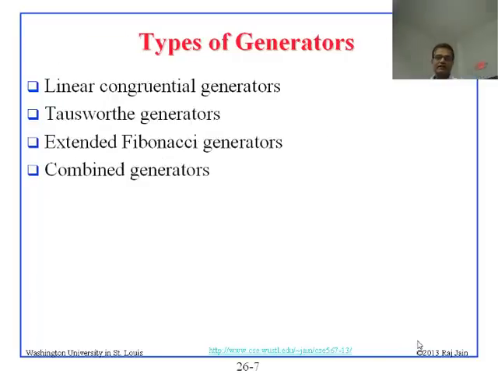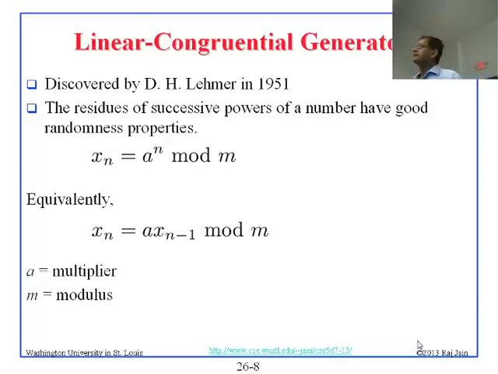So then there are four kinds of generators. The most common kinds are called LCGs, linear congruential generators. Then there are three other kinds, which we'll talk about later. But LCG is the one that I showed you a minute ago, and it was first discovered and published in 1951. What he observed was that the residuals of successive powers of a number have good randomness properties. So he observed that if you take any number a, and make it a raised to 1, a raised to 2, a raised to 3, a raised to 4, and then you divide by some m and take the remainder, then those remainders have very good randomness properties. So writing this, x_n equals a raised to n mod m, is the same as writing x_n equals a times x_(n-1) mod m.